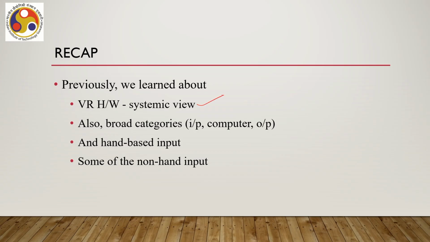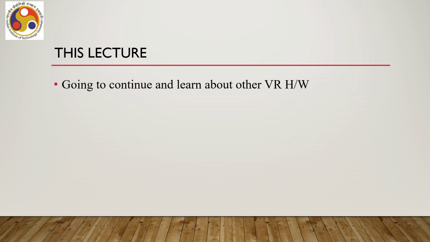So, previously we talked about a systemic view of the VR hardware, namely different components and their relationship. We also talked about broad categories of VR hardware, namely the input, computer and output. Then we discussed the hand based input and we started our discussion on the non-hand input. We are going to continue our discussion on non-hand input and also we are going to talk about the processor and the output part in this lecture.